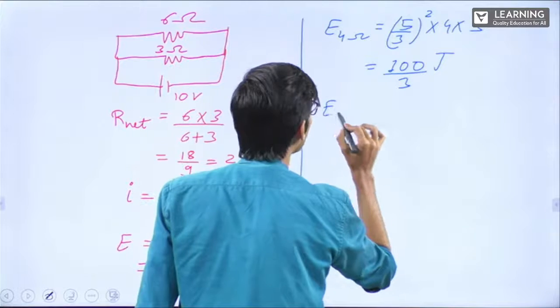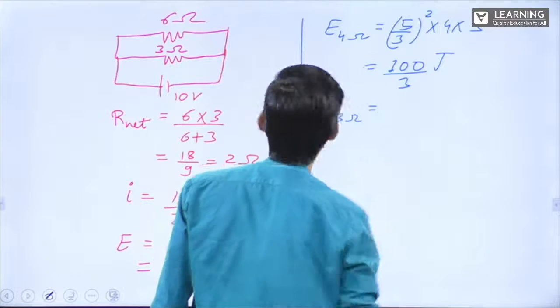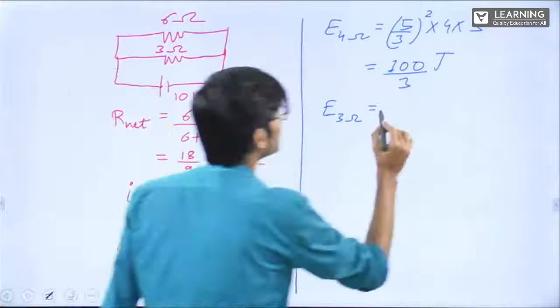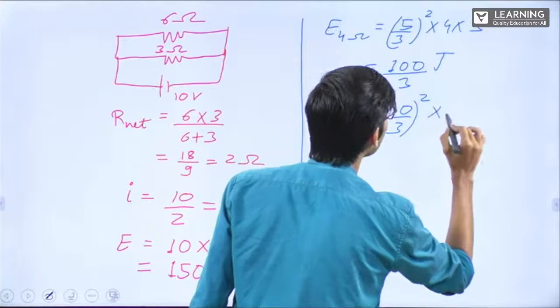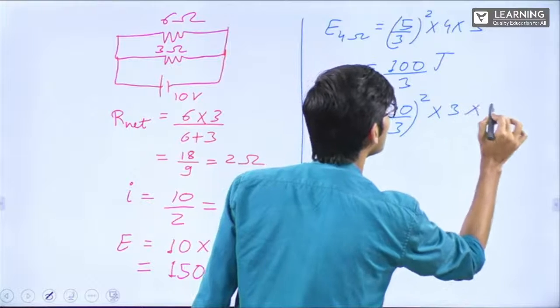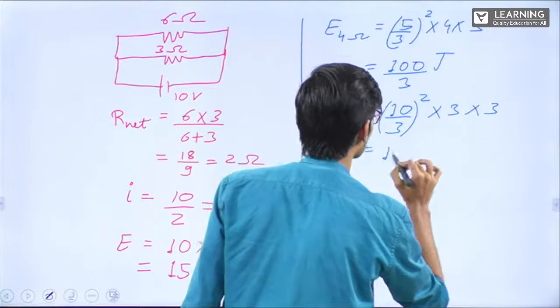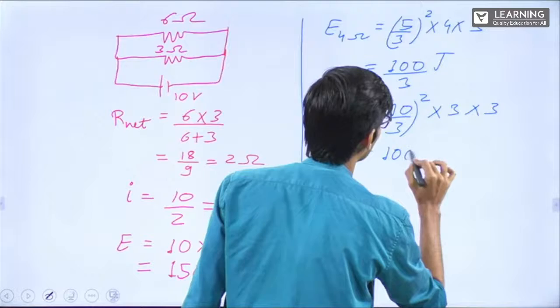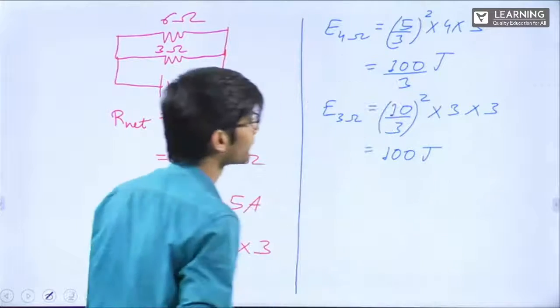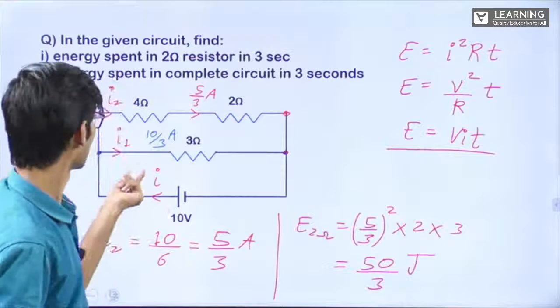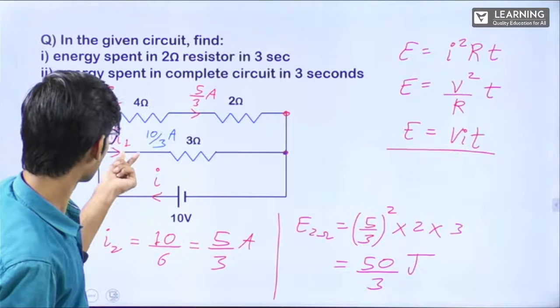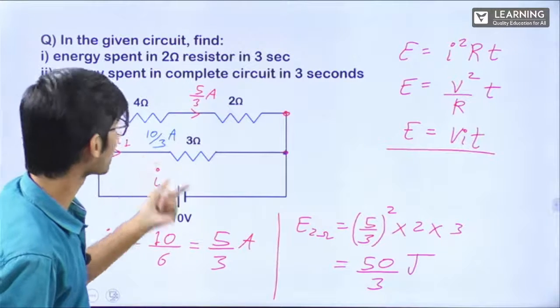Energy spent in 3 ohm resistor. Current is 10 by 3. So 10 by 3 whole square into 3 into 3. That is 100 joule, I think. 3 will be cancelled. This is 10 by 3. Correct.